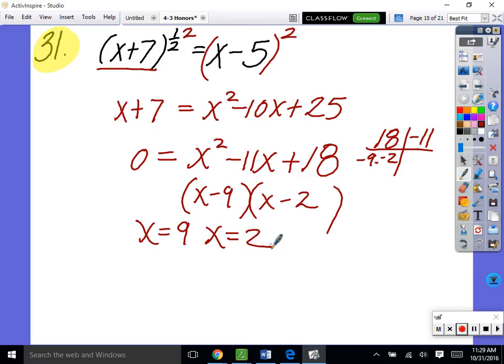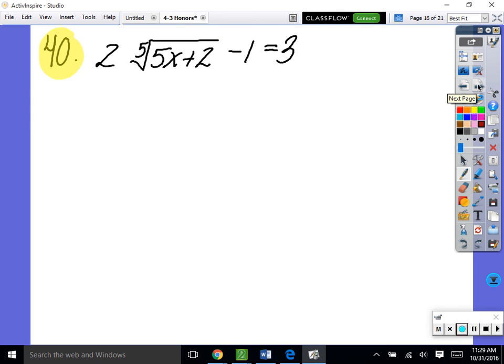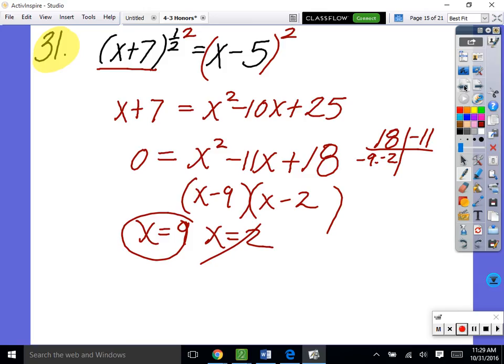How many of you got this as your solutions? Then when you checked it, what did you get? What was your final answer? X equals 9, 2 is extraneous. All right, good. Let's move on to the next one. Number 40. No, it's just crossed out. Like that's not a solution.